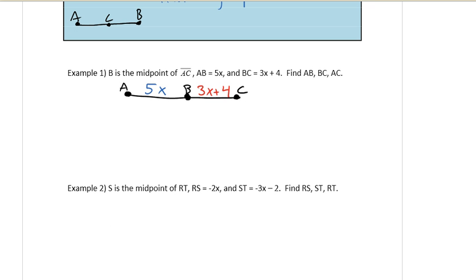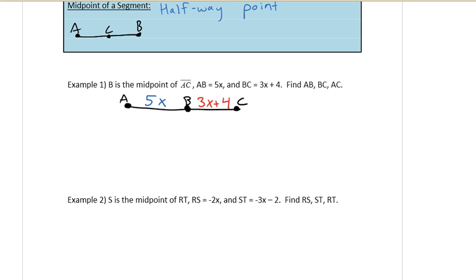So, if we look at example 1, B is the midpoint of AC. AB is 5x, BC is 3x plus 4. Find AB, BC, AC. Don't get antsy and try and find these right off the bat. We need to first go ahead and find x. Now, the key word here is midpoint. Midpoint tells us that AB and BC are the exact same because B is the midpoint of AC. So it divides it in half.